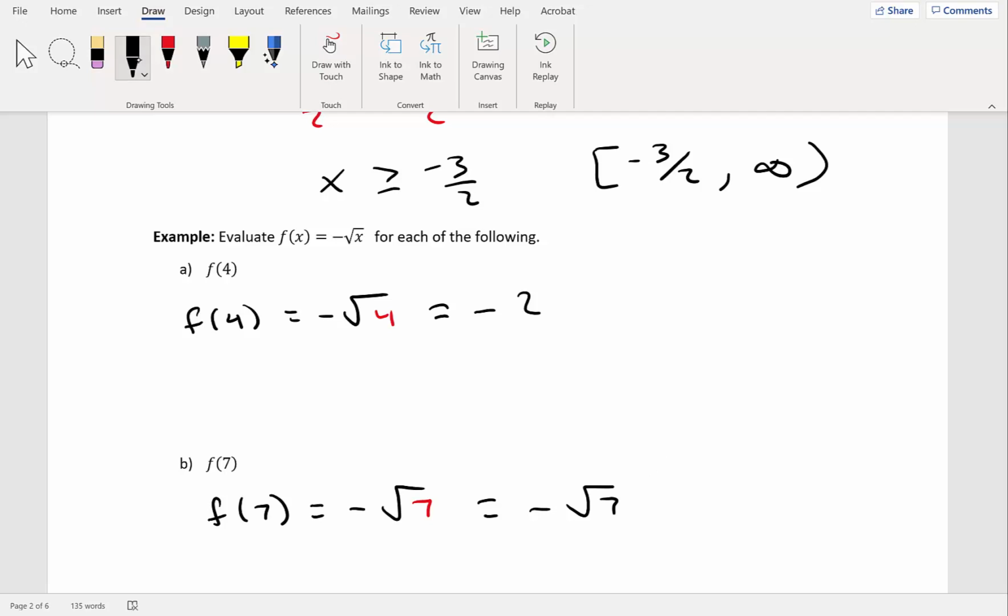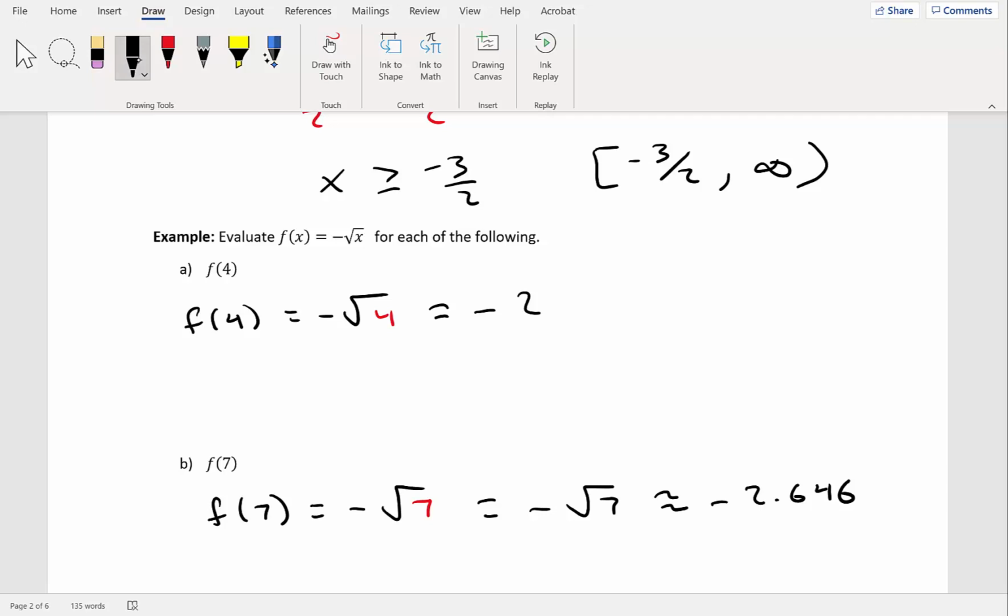But if you use a calculator, what you're getting now is an approximation, because this decimal just keeps going on forever and ever. So let's use our calculator to figure out what the square root of 7 is. This will give us negative 2.646. I just rounded to 3 decimal places.